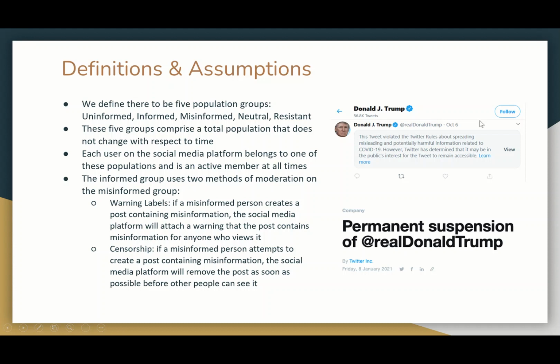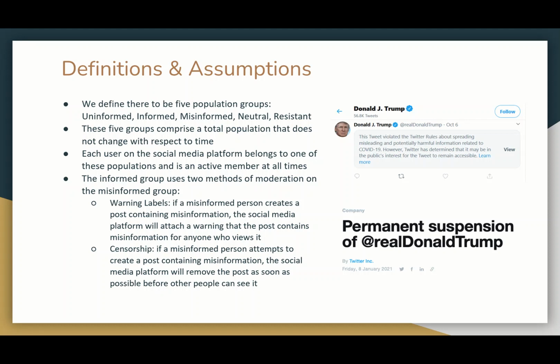We have a couple of definitions and assumptions. We define there to be five population groups. They start out as uninformed, and they could become informed, misinformed, neutral, and resistant. These five groups will comprise the total population, and the total population holds constant at all times. Each user on the social media platform will belong to one of these populations at all times, and they are considered an active member on the platform.